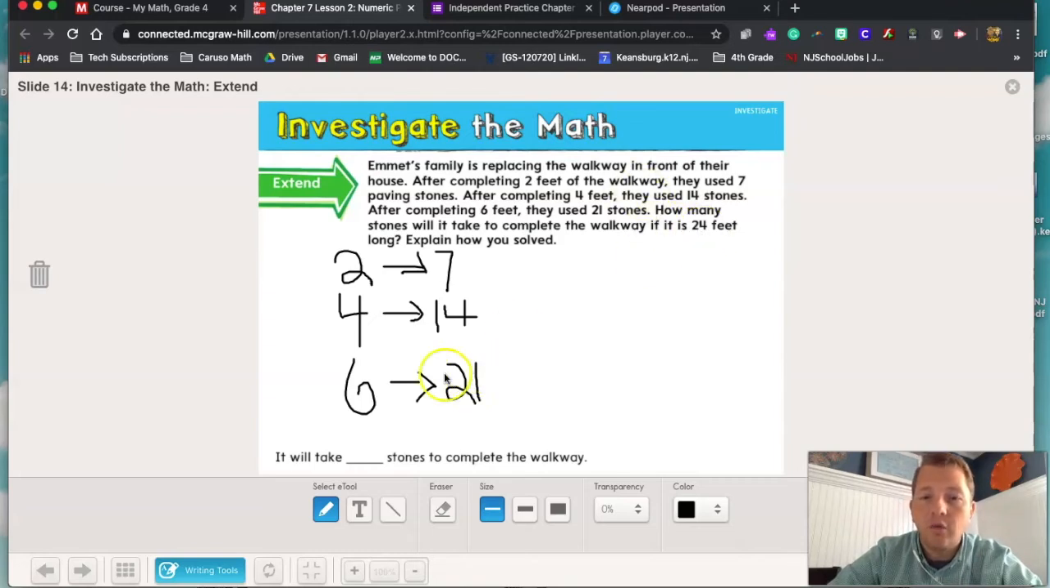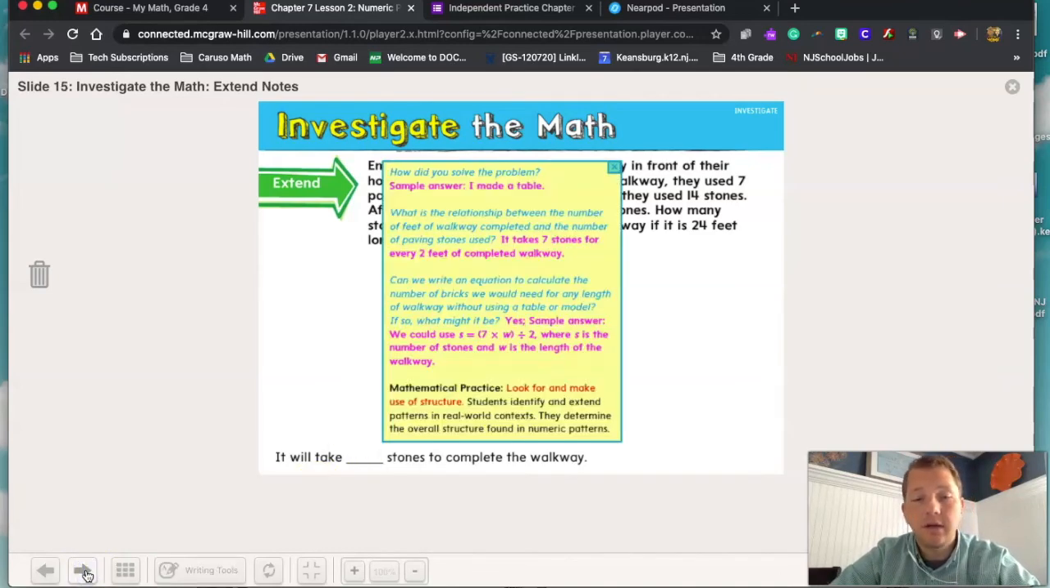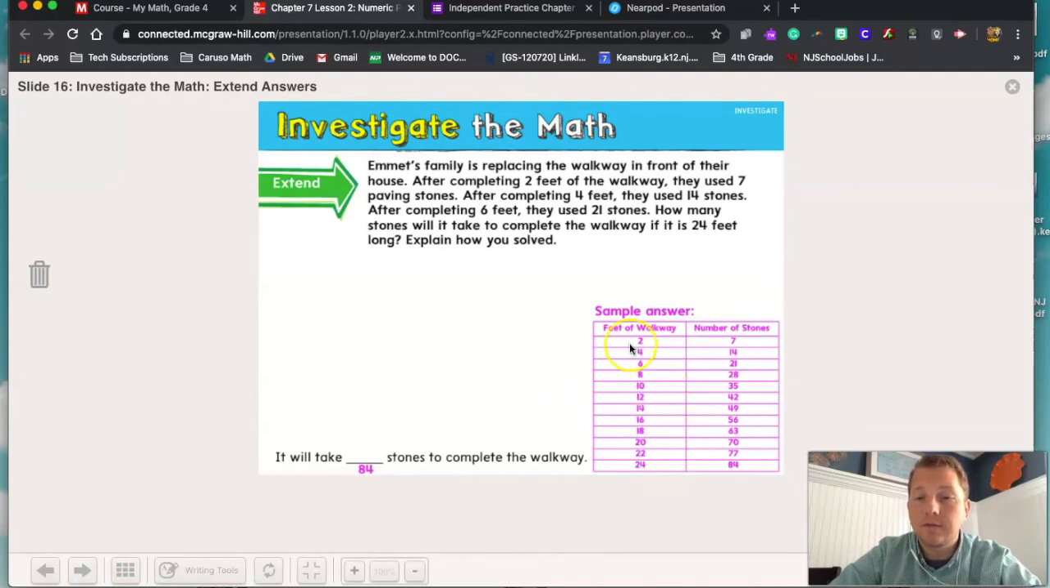But we have to get all the way to 24 feet. So we're at 6. Then next we'd have to figure out what 8 is. Then we'd have to figure out what 10 is. And then what 12 is, 14, 16, and so on until we got to the answer. And our answer is going to look like this.